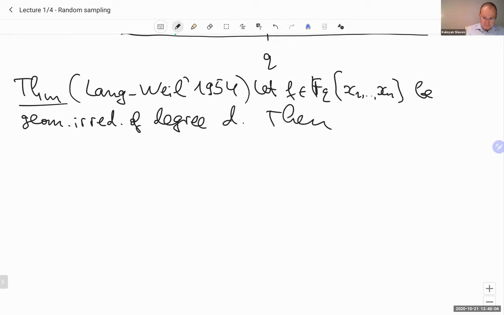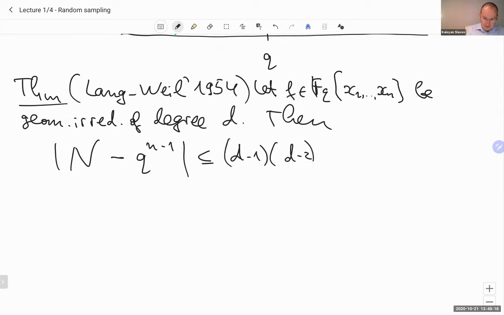Then again, the number of solutions in Fq of f equals 0 is approximately q to the n minus 1, with an error: you have (d minus 1)(d minus 2) times q to the n minus 1 minus another half, so n minus 3 halves, plus a constant that depends only on d and n, but I will not use n in the notation because we think of n as fixed at the very beginning. So n is really rigid for us. I suppress it from the notation. A constant times q to the n minus 2.